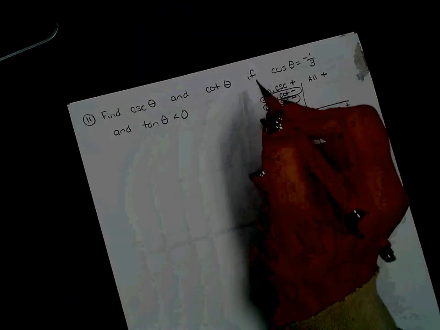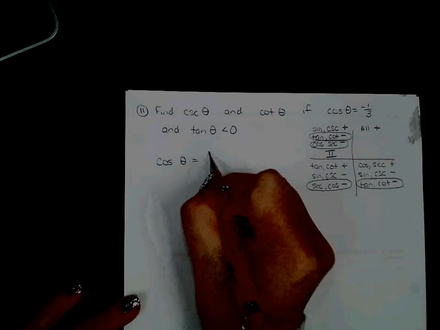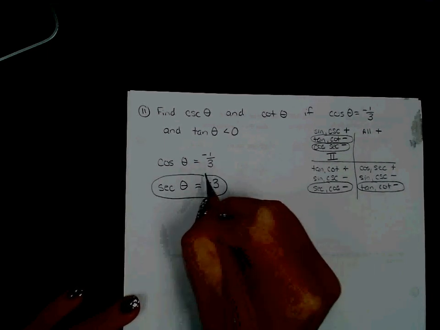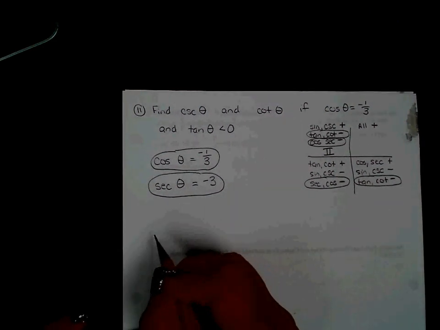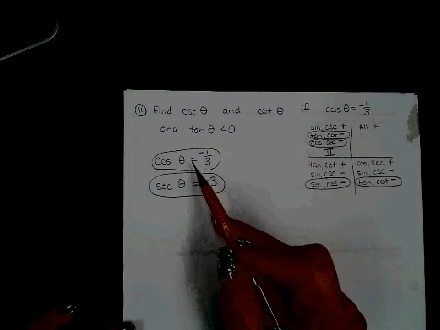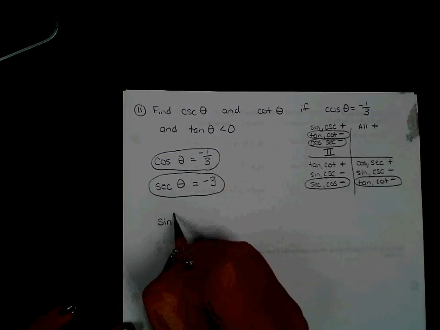Okay. So, start by writing down my given. Cosine of theta equals negative 1/3. Then I do the reciprocal, which is secant of theta, and that's going to be negative 3. You just flip it. Negative 1/3 flipped is negative 3. So I have 2 of the 6 with no work at all. Then I need to use a Pythagorean identity to find another one. I can use the Pythagorean identity that has cosine in it, or I can use the one that has secant in it. I'm going to use the one that has cosine in it.